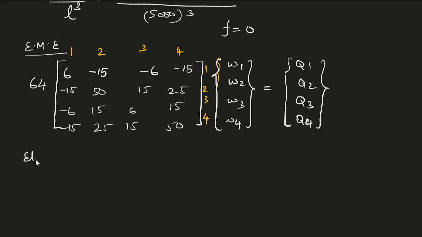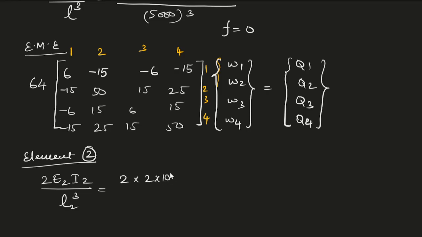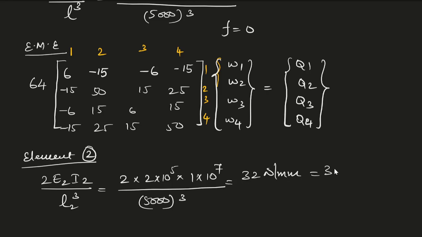Now similarly for element 2, the same formula we can apply. So 2E2 I2 divided by L2 cube. Here 2 into 10 power 5, the same Young's modulus. I2 is 1 into 10 power 7 mm power 4, divided by 5000 cube mm cubes, since it's in meter cube. So this gives me the value of 32 Newton per mm. So again, I'm taking this as 32 kilonewton per meter, in terms of per meter.